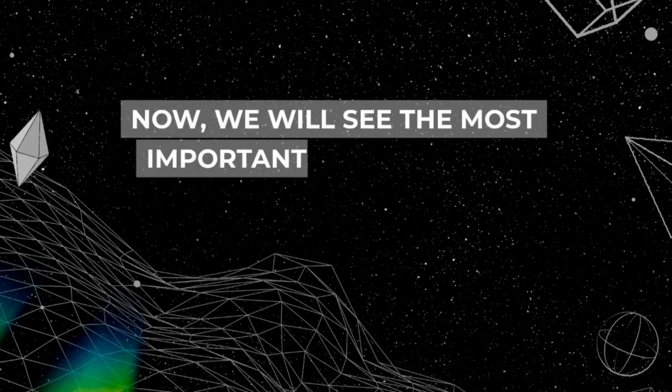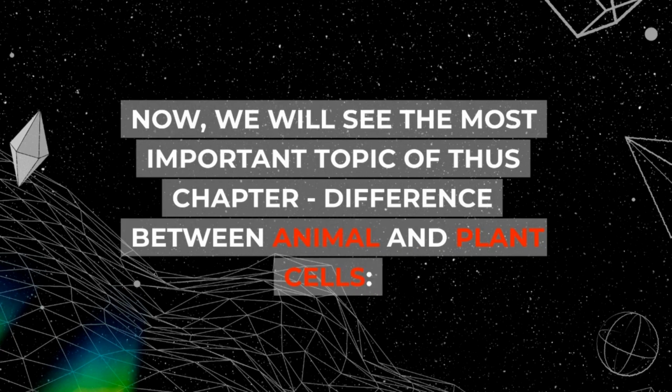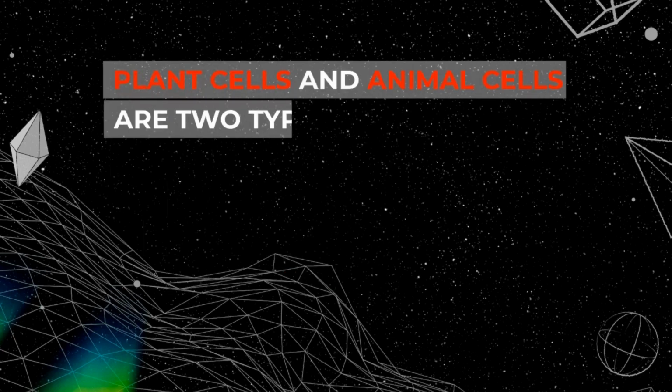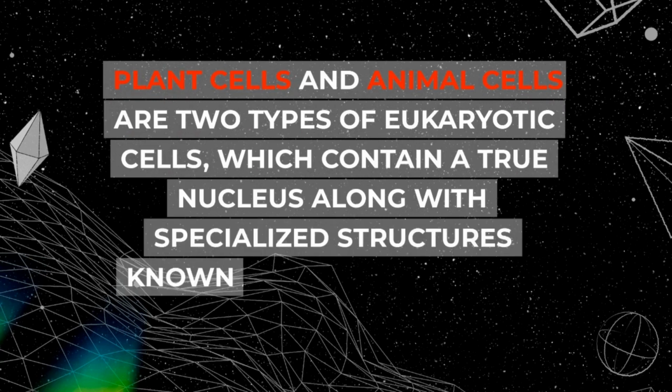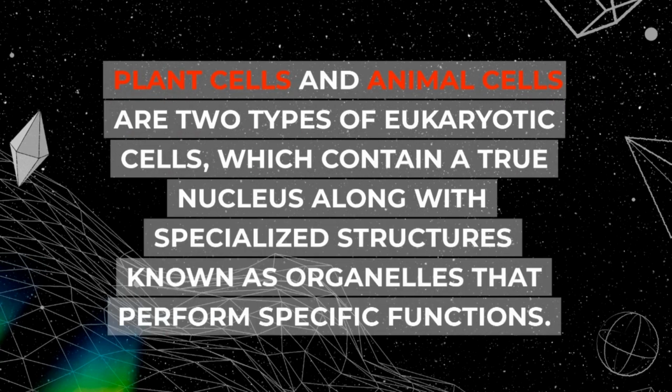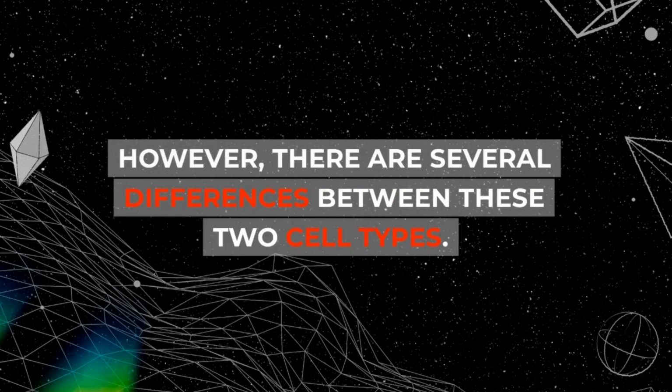Now, we will see the most important topic of this chapter: difference between animal and plant cells. Plant cells and animal cells are two types of eukaryotic cells, which contain a true nucleus along with specialized structures known as organelles that perform specific functions. However, there are several differences between these two cell types.